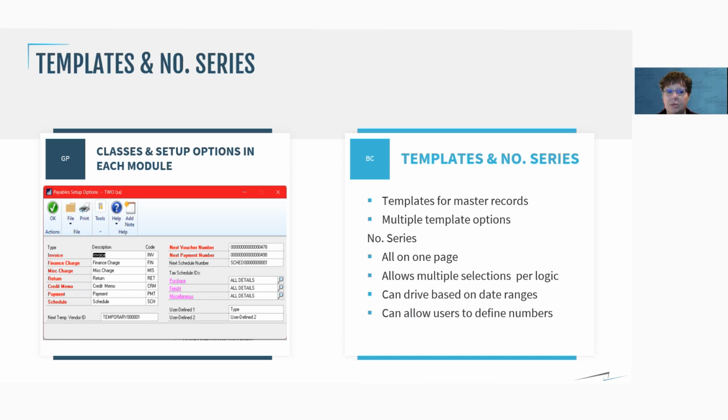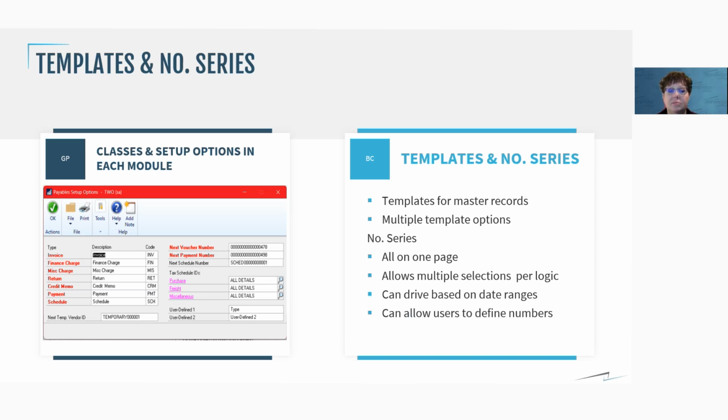You can also set up classes. Classes in GP will allow you to quickly add, say, a new customer or a new item because you're defaulting that information in based on the class you select. In Business Central, it's called a template, and then we have the number series. So just like you use classes in GP, we're going to use templates in BC for master records.